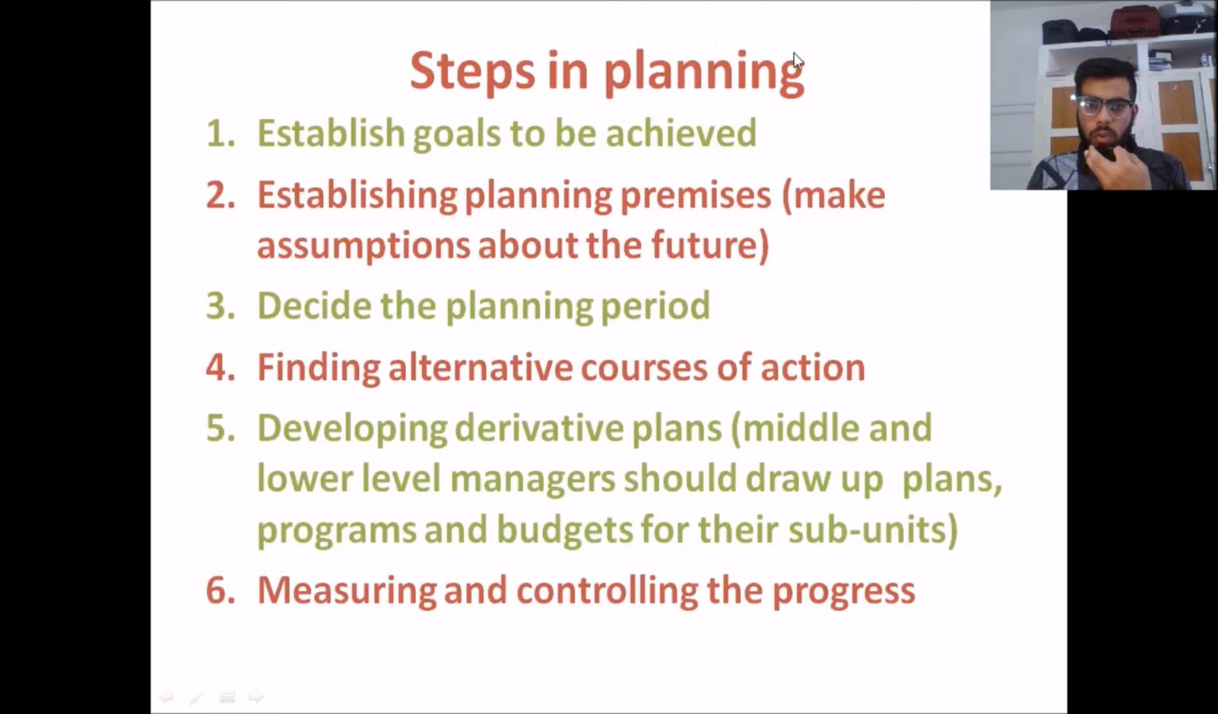Now we come across steps in planning. We have already finished the types of plans. Now we are in the steps of planning. First is establishing goals to be achieved. Second is establishing planning premises. Third is deciding the planning period. Fourth is finding alternative courses of action. Fifth is developing derivative plans. Sixth is measuring and controlling the progress.